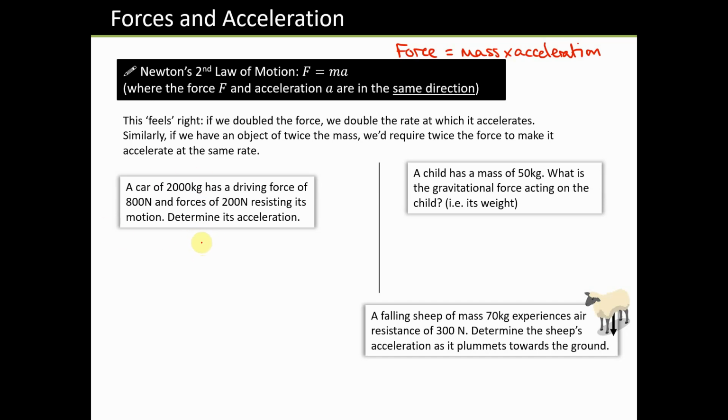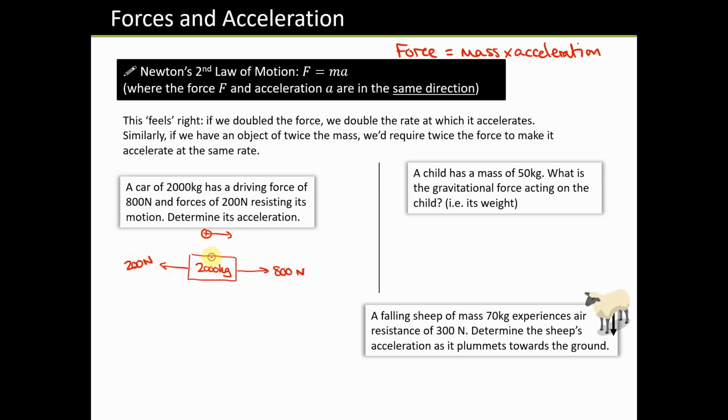So we've got a car of 2,000 kilograms. That's the mass. So if they give you something in kilograms, that is a mass. I'm going to draw my car, 2,000 kilograms. It's got a driving force. I'm going to state that anything I'm drawing going this way is going to be a positive force. So it's got a driving force of 800 newtons, and it's got forces of 200 newtons resisting its motion. Determine its acceleration.